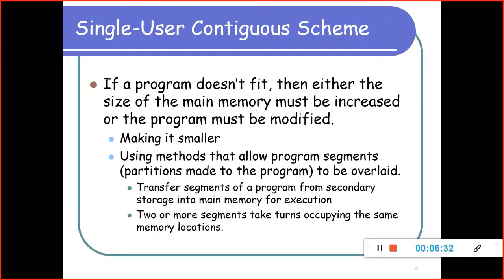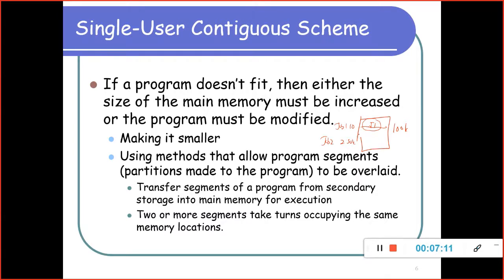So if the program doesn't fit, then either the size of memory must be increased or the program must be modified, making it smaller. If you talk about single user, let's say the memory is 100K. Job one is 10K. They have to wait for job one to finish first, and then job two, let's say 50K. Whatever, you have to wait until job one finishes before job two can enter the memory.